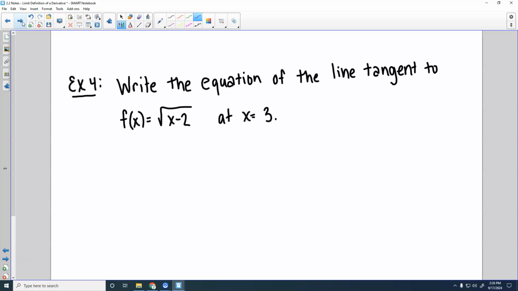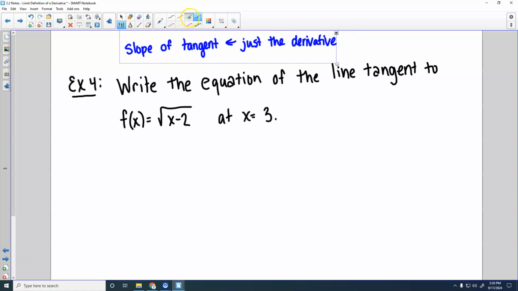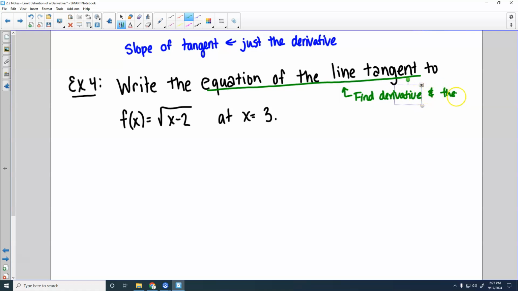So, slope of the tangent line, that is just the derivative. Equation of the line tangent, or of the tangent line, we have to find the derivative and then use point slope.